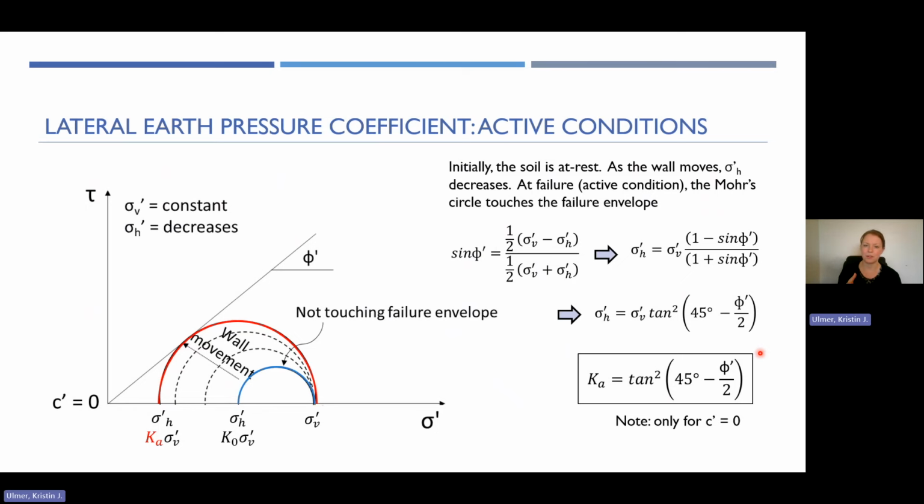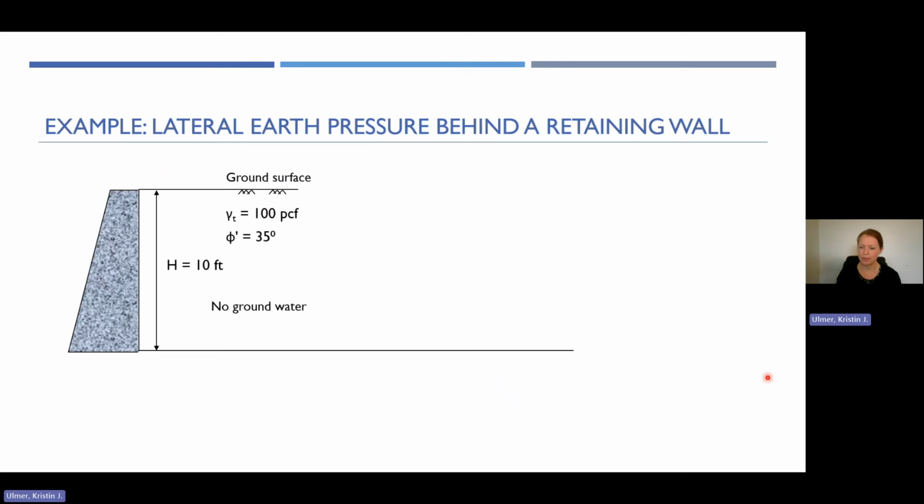Now note this equation is written for a condition with no cohesion. There are modifications to this equation that would incorporate cohesion, but I'm not showing them in this particular presentation. And we'll talk a little bit more later about why maybe you just want to focus on this. Let's do a quick example.